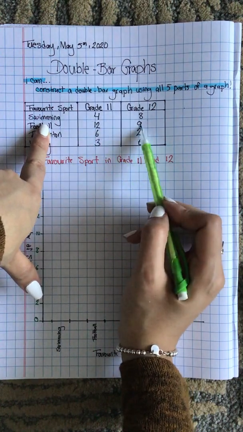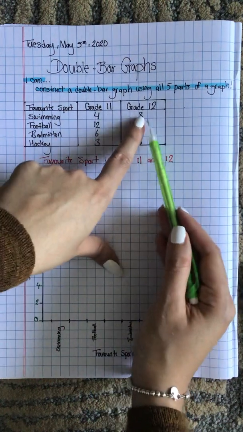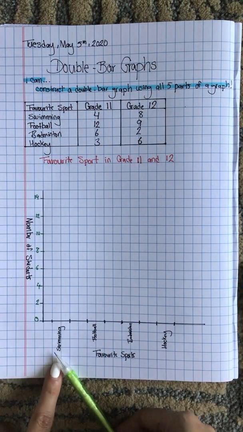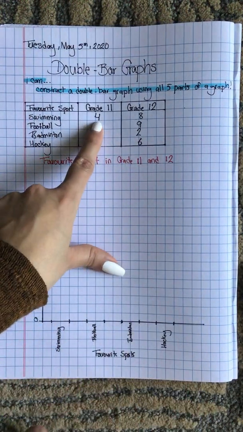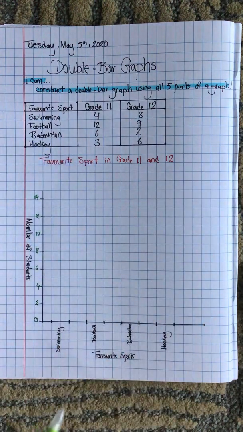There's going to be 2 bars. So for swimming, for grade 11, it's 4. And then for grade 12, it's 8. So what's going to happen is, let me go to my swimming section. Let's do grade 11 first. Grade 11 only has 4. So let me just draw them. I'm doing it with a pencil now. I'm not doing any coloring yet, just to show you.